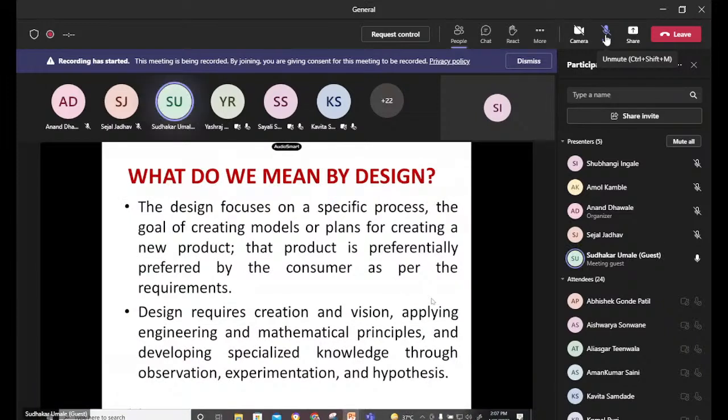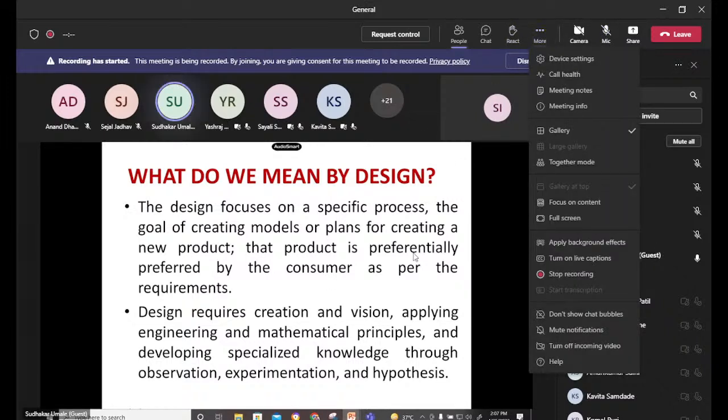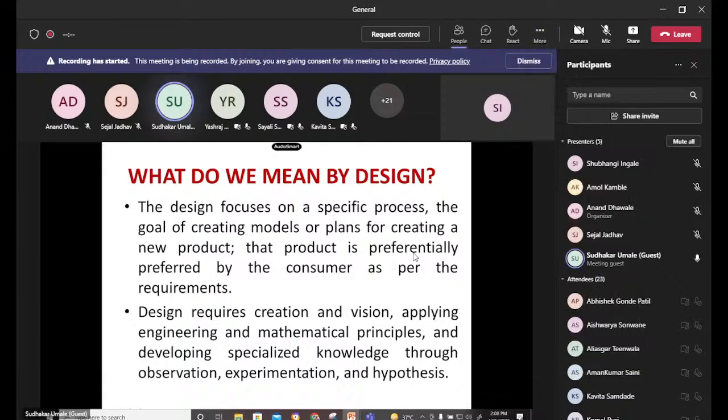The first question I want to discuss with you: what do you mean by design? This design is totally different from what you studied in your classes, like machine design or any other design. This design is completely different. It is also called process design, and I want to explain the meaning of this design. The design focuses on specific processes, with the goal of creating models or plans or creating a new product.